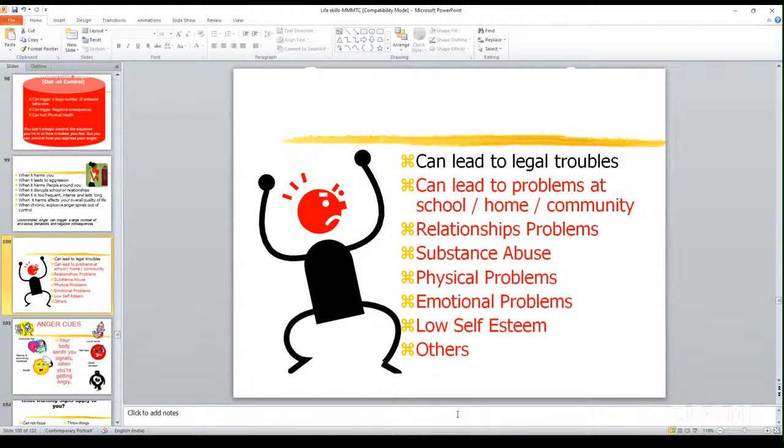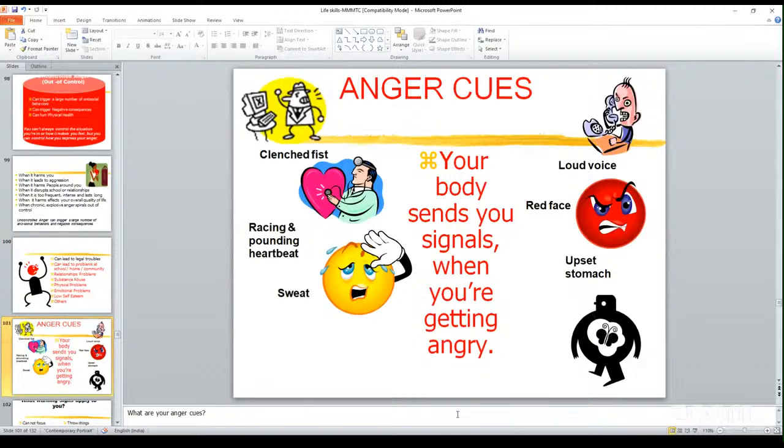Now the question is, do you really have to feel angry, or even if you are feeling angry, to what extent? But what are the anger cues? You get to know when you get angry. One is the clenched fist. This is a very common thing where you clench your fist. Indirectly, others will get to know that there is something wrong. And a racing and pounding heartbeat, because adrenaline, the emergency hormone, rushes in and the heart rate increases. So a racing and pounding heartbeat can happen.